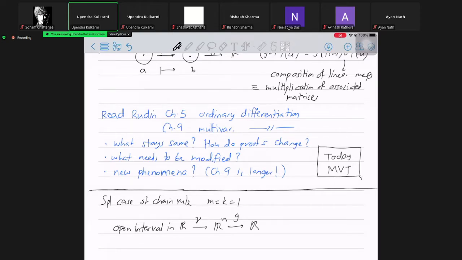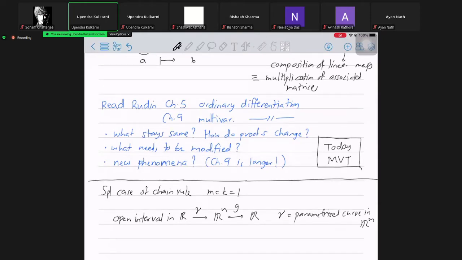So gamma is a function where imagine that I have a time interval. The open interval in R is a time interval. So what is happening? For each time I have a position in Rn. So I have a vector which is moving along with time. So I have a parameterized curve, gamma, a parameterized curve in Rn. And again, G is a function from an open set in Rn, etc.